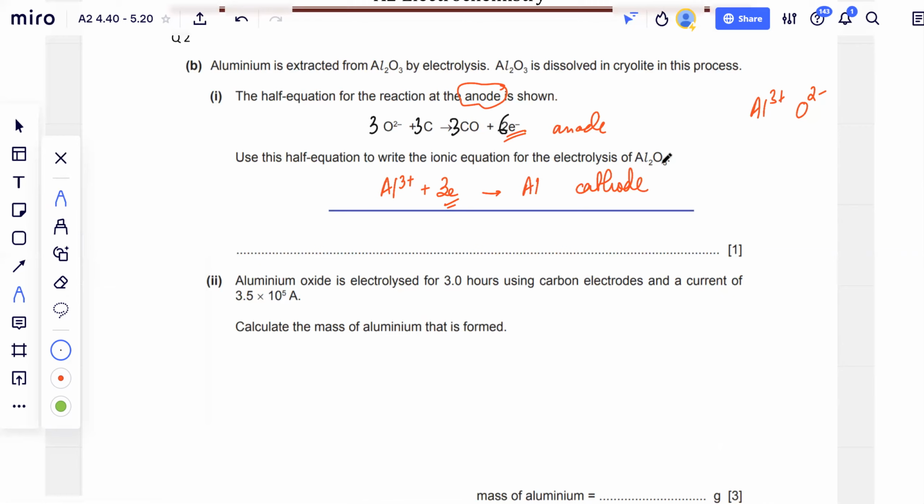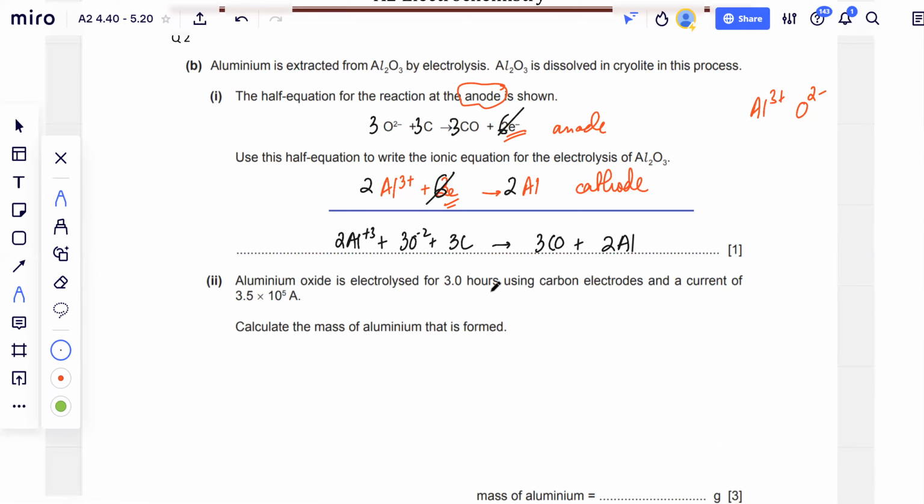so it's going to become 6 electrons, and the second one by 2. So this would become 6, and this would become 2. So the electrons are now equal, and they're going to get cancelled out. And your ionic equation, add up the left side, it's going to be 2Al plus 3, at the top, it's 3O minus 2, and you've got 3 carbons. And in your products, you have 3 carbon monoxides plus 2Al.